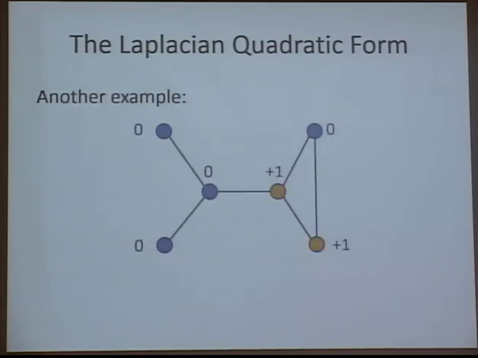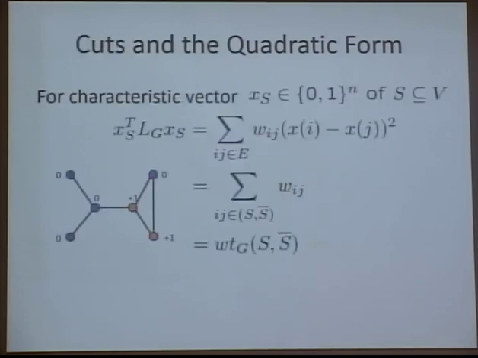I can look at a very different kind of test vector. If I look at a 0, 1 test vector, so I just put 1s on some subset of the nodes and 0s elsewhere, it turns out I only get 1s for the edges that leave the set of 1s. So if I evaluate the quadratic form at 0, 1 vectors, I get cuts. For any cut S, if I look at x transpose Lx for x the characteristic vector of the cut, I just get the total weight of edges leaving the cut. So it's just a very simple calculation.